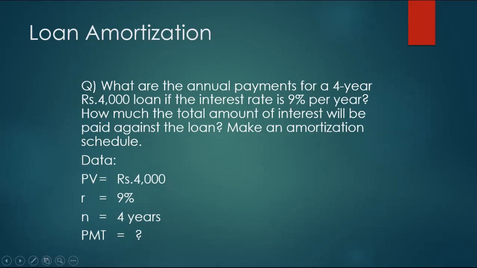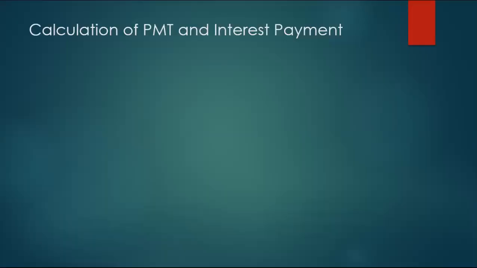The interest rate being charged for this loan is 9%. So R is equal to 9%. And the loan is being taken for 4 years and will be paid in 4 years. Therefore, N is equal to 4 years. And we need to calculate PMT, the annual payment of each year, which will be paid to pay off this 4,000. So after extracting the data, now we are going to calculate the PMT and total interest payment.